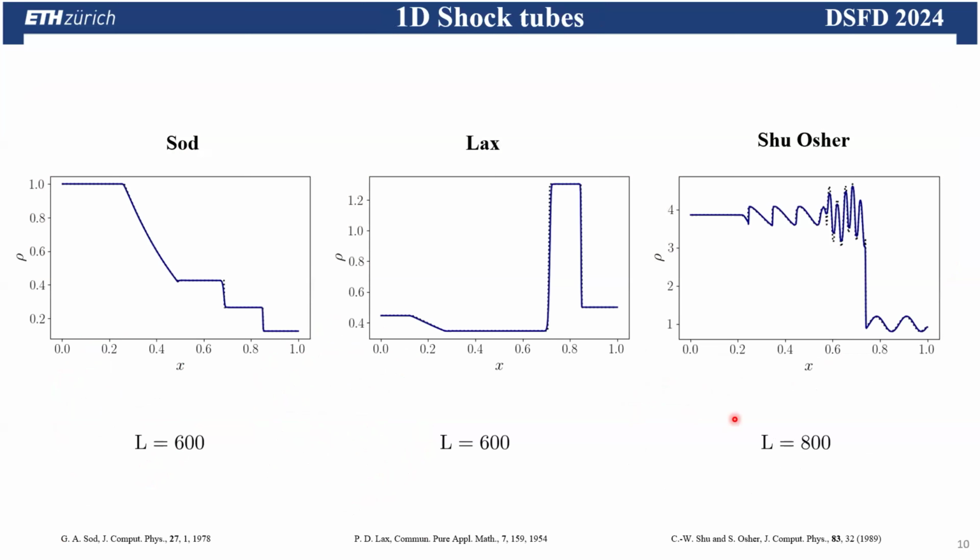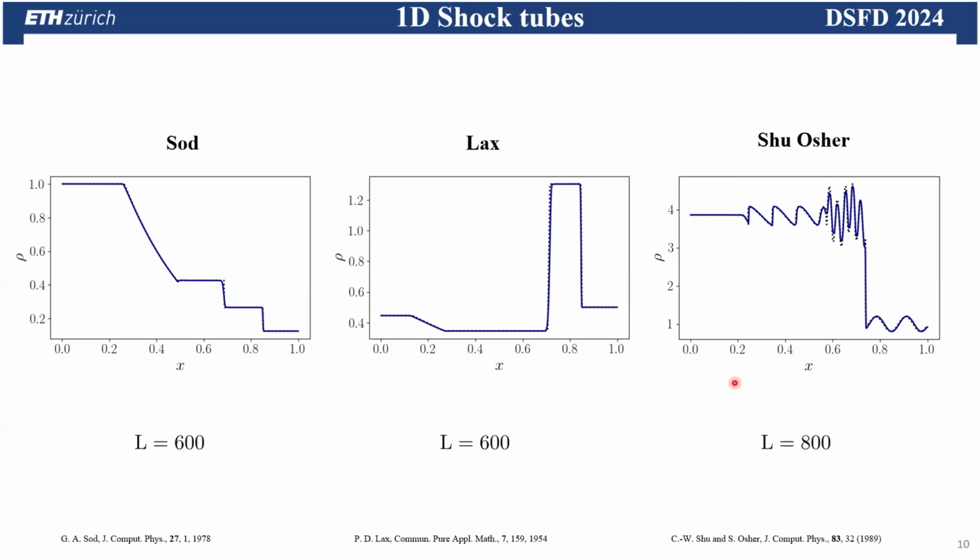And we start the validation of the scheme with Euler flows, starting with one-dimensional benchmark cases. So here you can see the Sod and the Lax tube, which are typical Riemann problems that involve flows with mild discontinuities. So these simulations are shown with a resolution of 600 points, and we see a quite good comparison with the analytical solution. The last one is the Shu-Osher problem, which is more demanding.